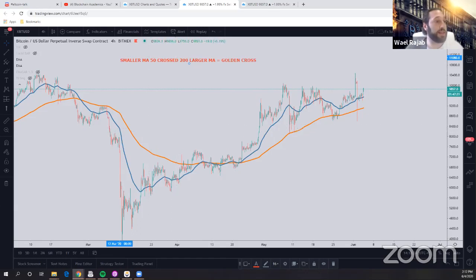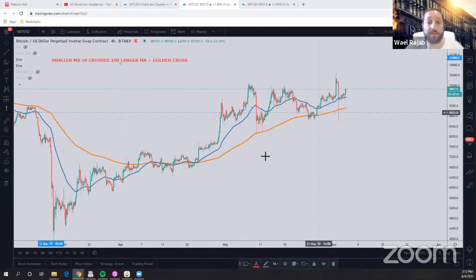You have the simple moving average, the weighted moving average, and then you have the exponential weighted average, which gives exponentially more weight to the more recent prices.